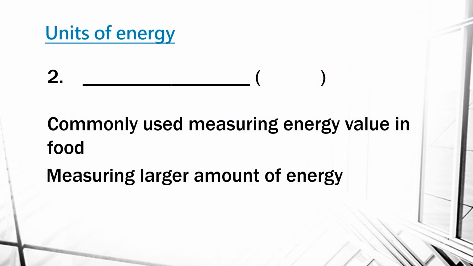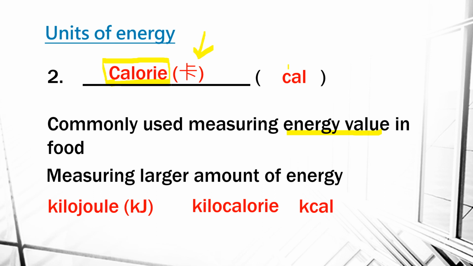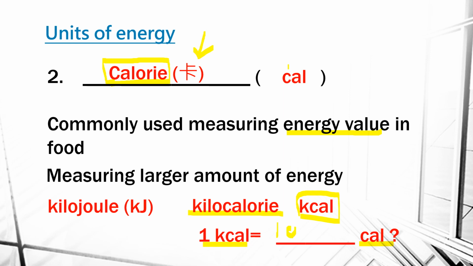Calorie is not the official name. It is just called "car" in Chinese, and in English it is called calorie. So people use the pronunciation to say calorie. The symbol we use is cal, usually for measuring energy value in food. But just like joule and kilojoule, if you want to measure a larger amount of energy, we use kilocalorie. The symbol is kcal. How many calories are there in 1 kcal? Very simple, right? 1,000.